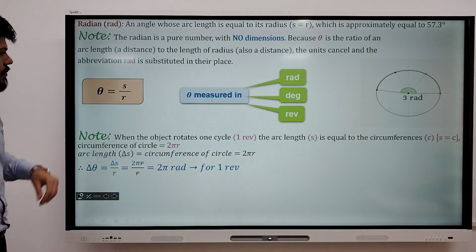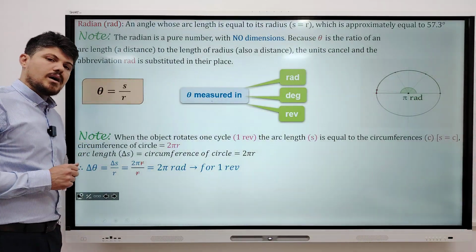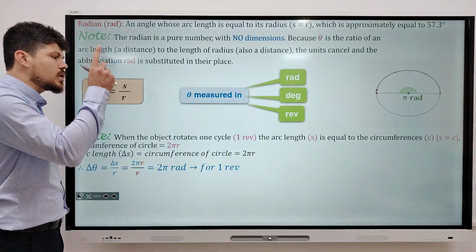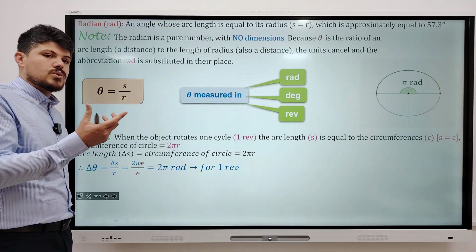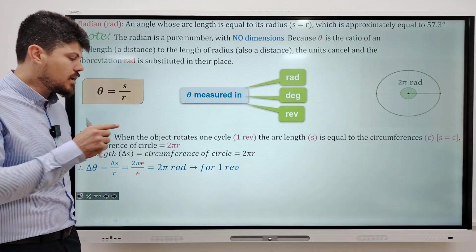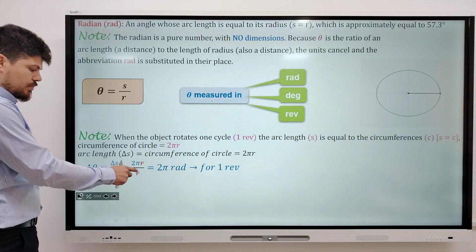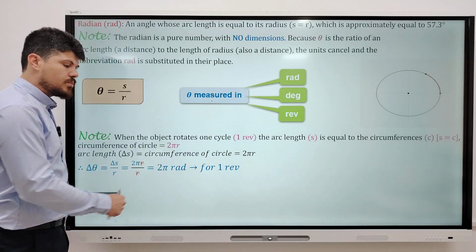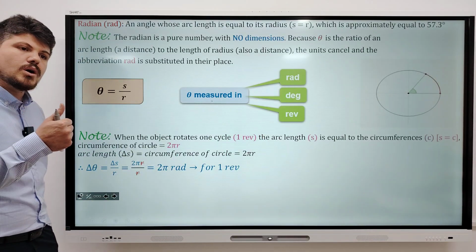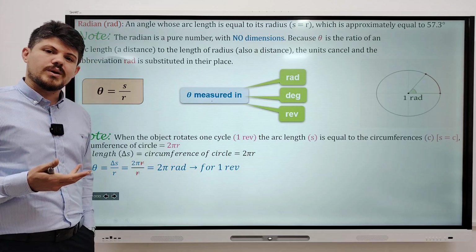By substituting this into the equation, theta is equal to what? Arc length over radius. For one complete cycle, S is equal to what? C. C is equal to what? The circumference of the circle, 2 pi r. Replace with 2 pi r over r. r with r cancel. What remains? 2 pi rad. So for one complete cycle, how many rads do we have?